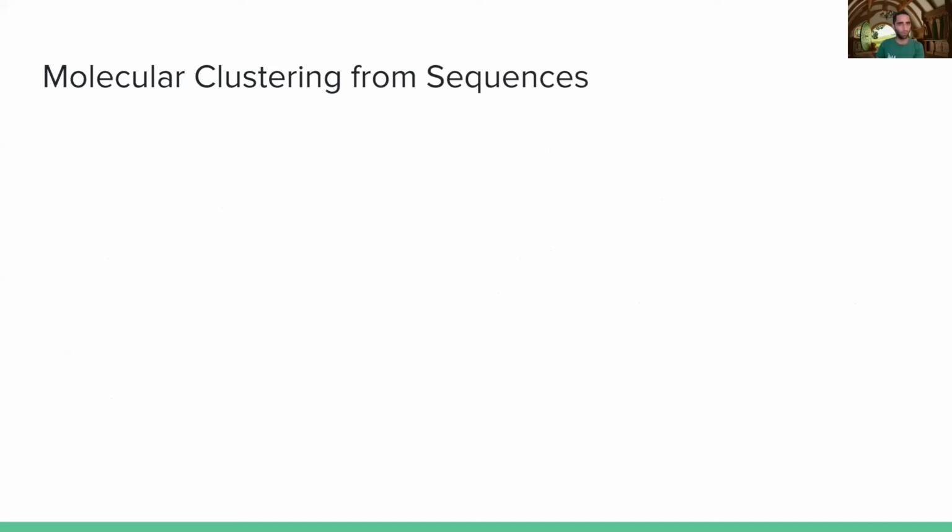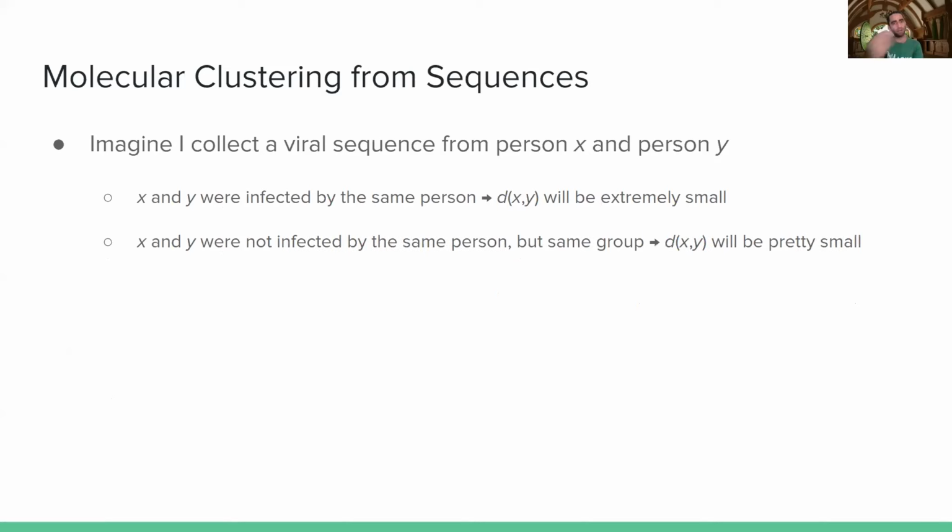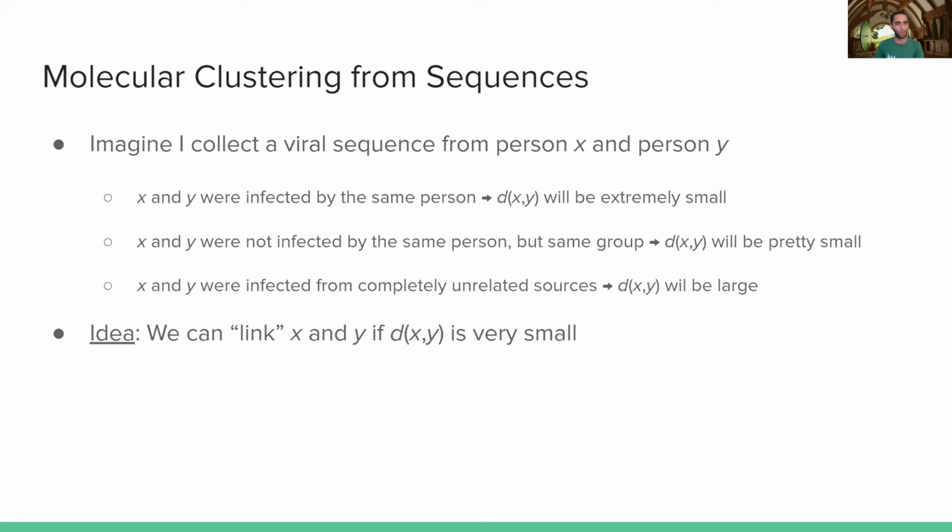So how do people do molecular clustering from sequences? Imagine I collect viral sequences from person X and person Y. If these two people were infected by the exact same source, the pairwise distance, which I'm marking as d of xy, will be very small. If X and Y were not infected by the same exact person, but they are in the same general group of infection, d of xy, the pairwise distance between the sequences, will be pretty small. And if X and Y were infected from completely unrelated sources, the pairwise distance between their viral sequences will be very large.